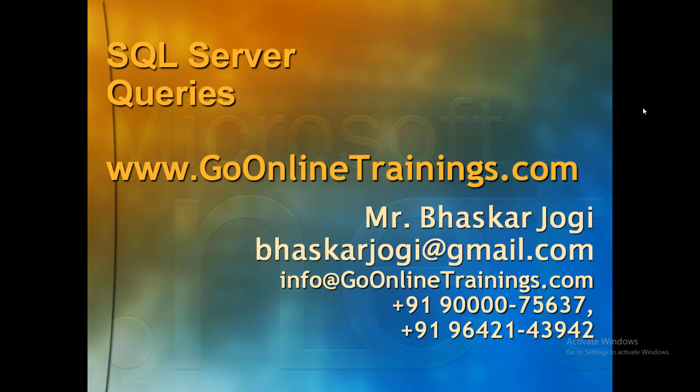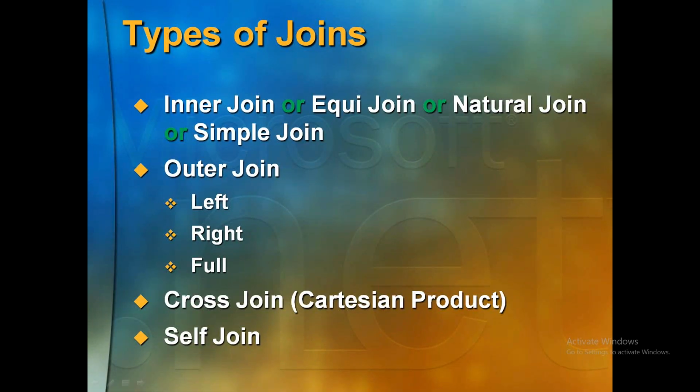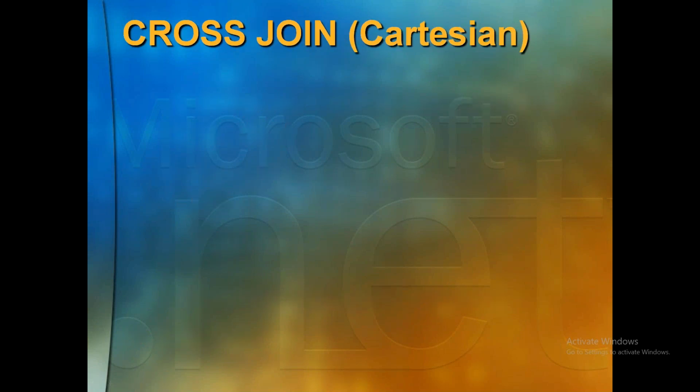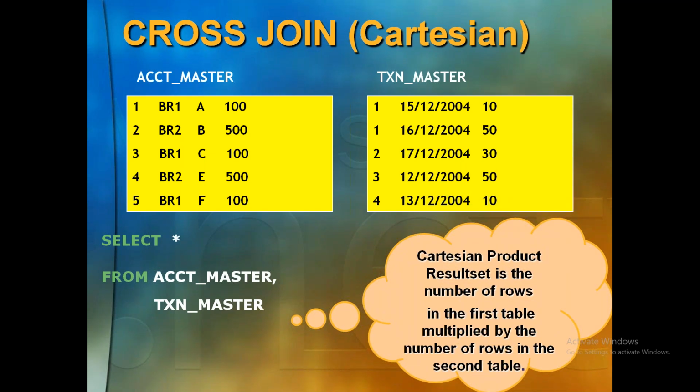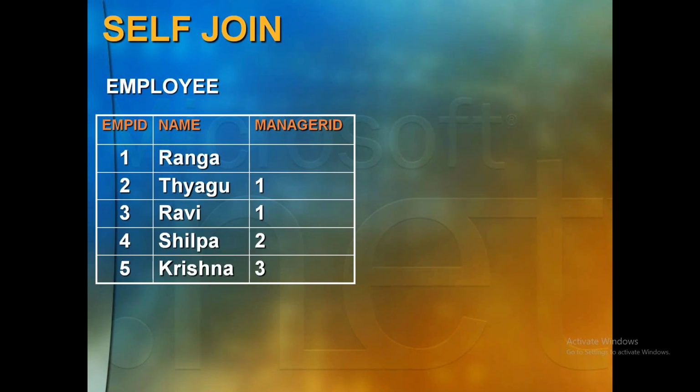So, we are talking about joins, right? What is the inner join? What is the outer join? What is a cross join? We had discussed, right? So, today let us talk about what is self join. Cross join we had seen in yesterday's class, and today I'm going to be discussing about self join.